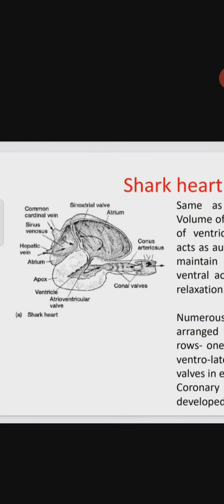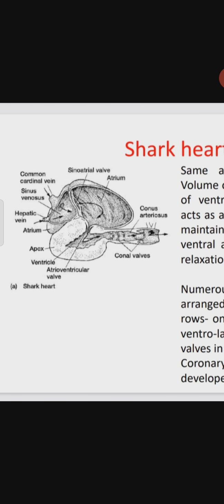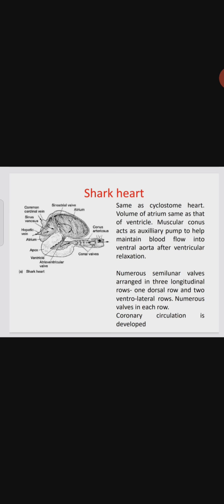These valves we call the conal valve, atrioventricular valve, or sinoatrial valve. Different valves are there, and from those again different blood vessels will arise. Those are all arranged in rows: one dorsal row and 2 ventral lateral rows. So one is at the dorsal side and 2 remaining at the ventral side, arranged in a longitudinal fashion.